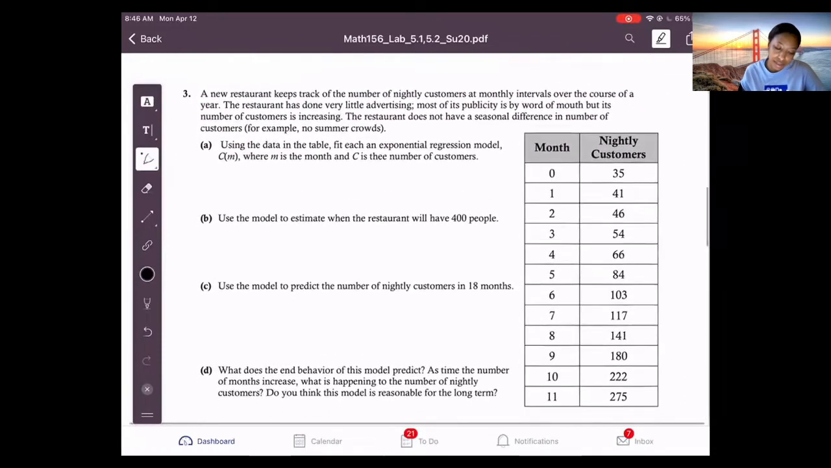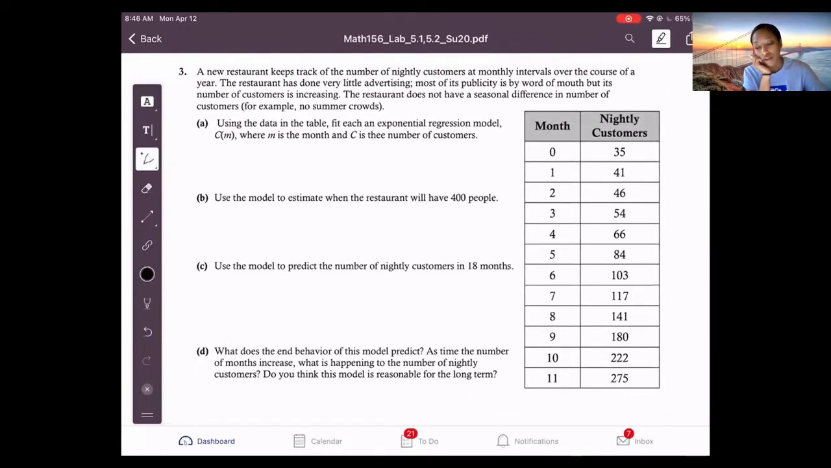Problem number 3 says, a new restaurant keeps track of the number of nightly customers at monthly intervals over the course of a year. The restaurant has done very little advertising, most of its publicity is by word of mouth, but its number of customers is increasing. The restaurant does not have a seasonal difference in number of customers. So for example, there are no summer crowds. Using the data in the table, fit an exponential regression model, C of M, where M is the months and C is the number of customers.